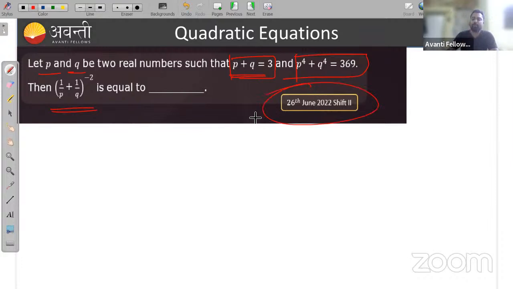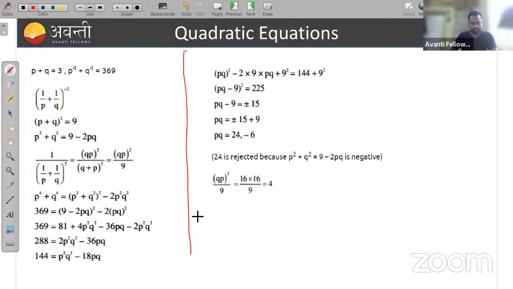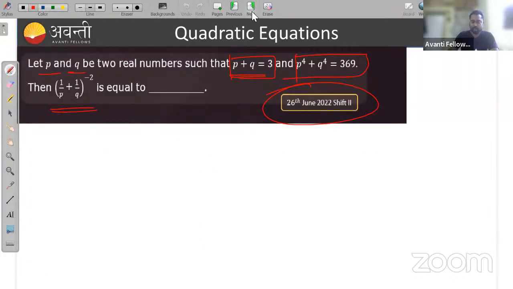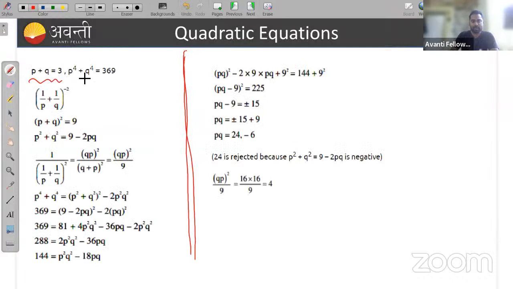This is a 2022 JEE Mains question. You can see the solution is available because we don't have time. First, the sum of roots is given, that is 3, and also P to the power 4 plus Q to the power 4 is given as 369. You need to find 1 upon P plus 1 upon Q whole to the power minus 2. Before finding this, I suggest finding P plus Q whole square, that is 9, and P square plus Q square will be 9 minus 2PQ, using the algebraic identity.